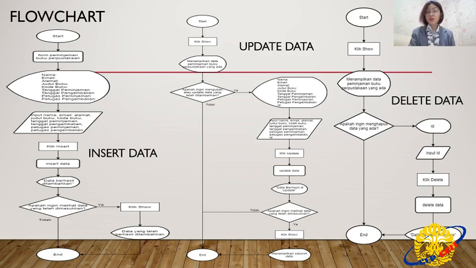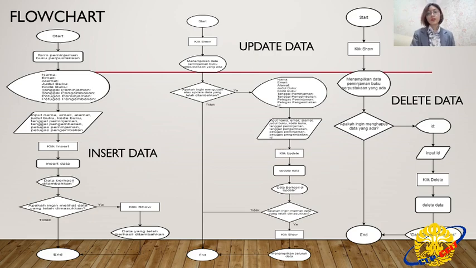This is the flowchart of our project. On the left, there is a first flowchart about how to insert data. The form will be displayed, which will be filled in with book borrowing data. After that, click Insert and the data is successfully saved. If you want to see existing data, you can click Show and the data table will be displayed.